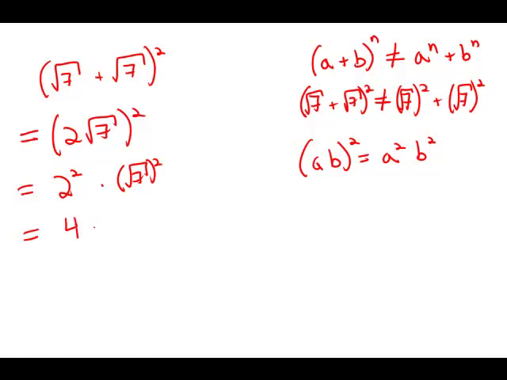Square root of 7 squared, well, by definition, square root of 7 is the number which, when you square it, you get 7. So this squared is 7. And of course, 4 times 7 is 28. 28, which is answer choice C.